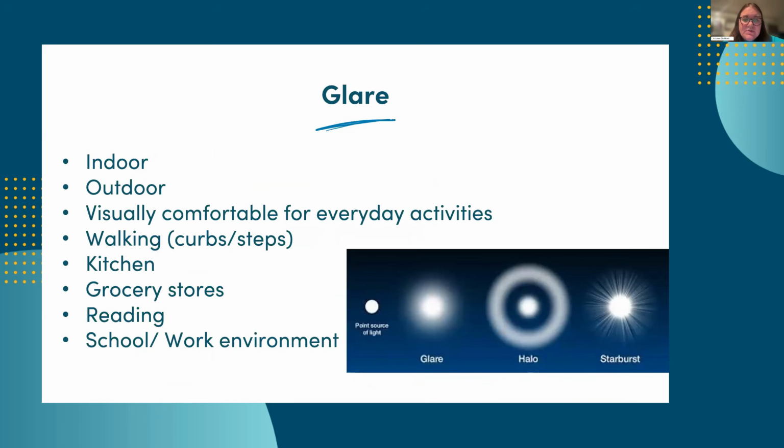So another thing that we look at in the clinic is glare. Glare sensitivity is a big deal, especially for those patients that have MS, that have optic neuritis. Again, those inflamed areas of your eye and brain just make it very hard to function. In the pictures on the bottom right, you can see the different types of glare. You can have glare where it's very fuzzy and blurry. You can have that halo effect or even starburst.